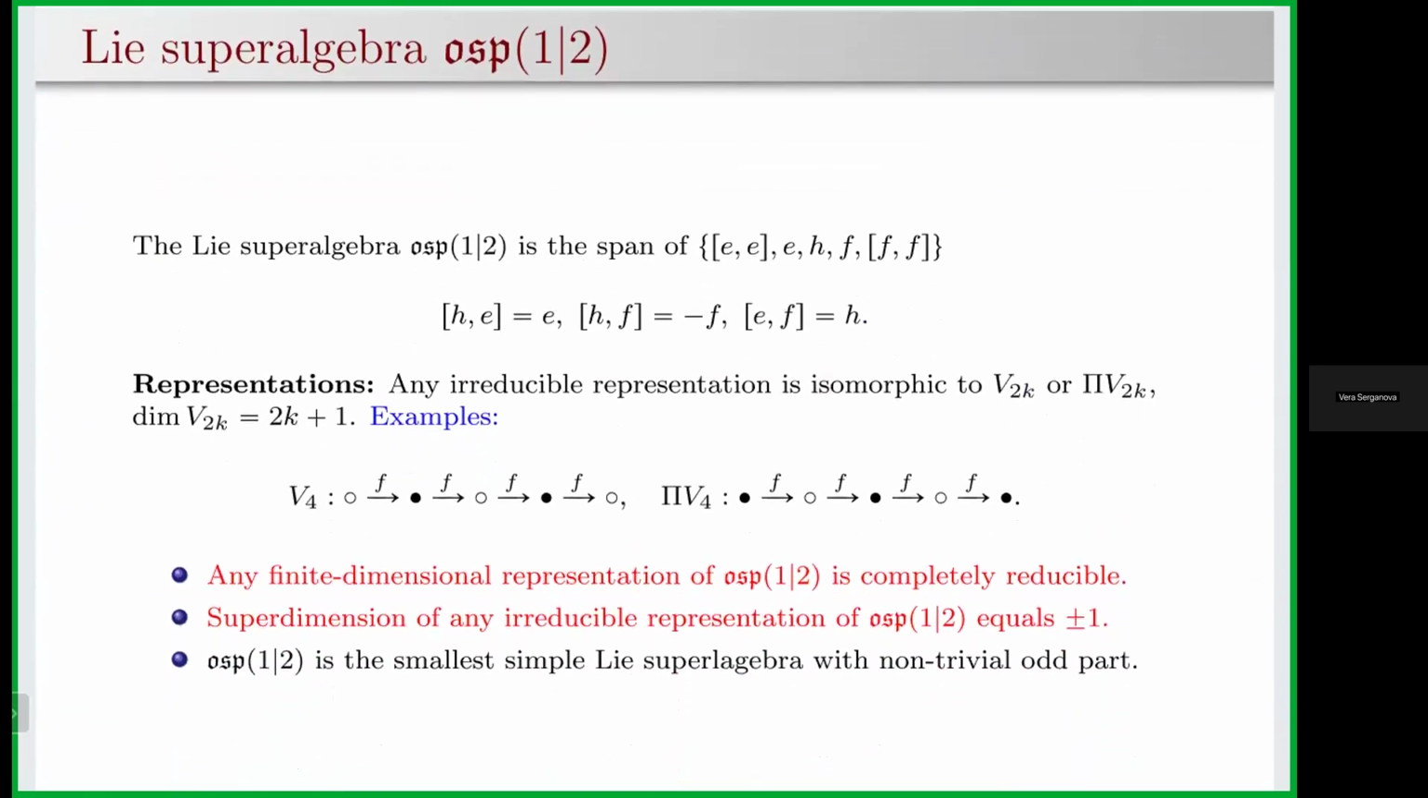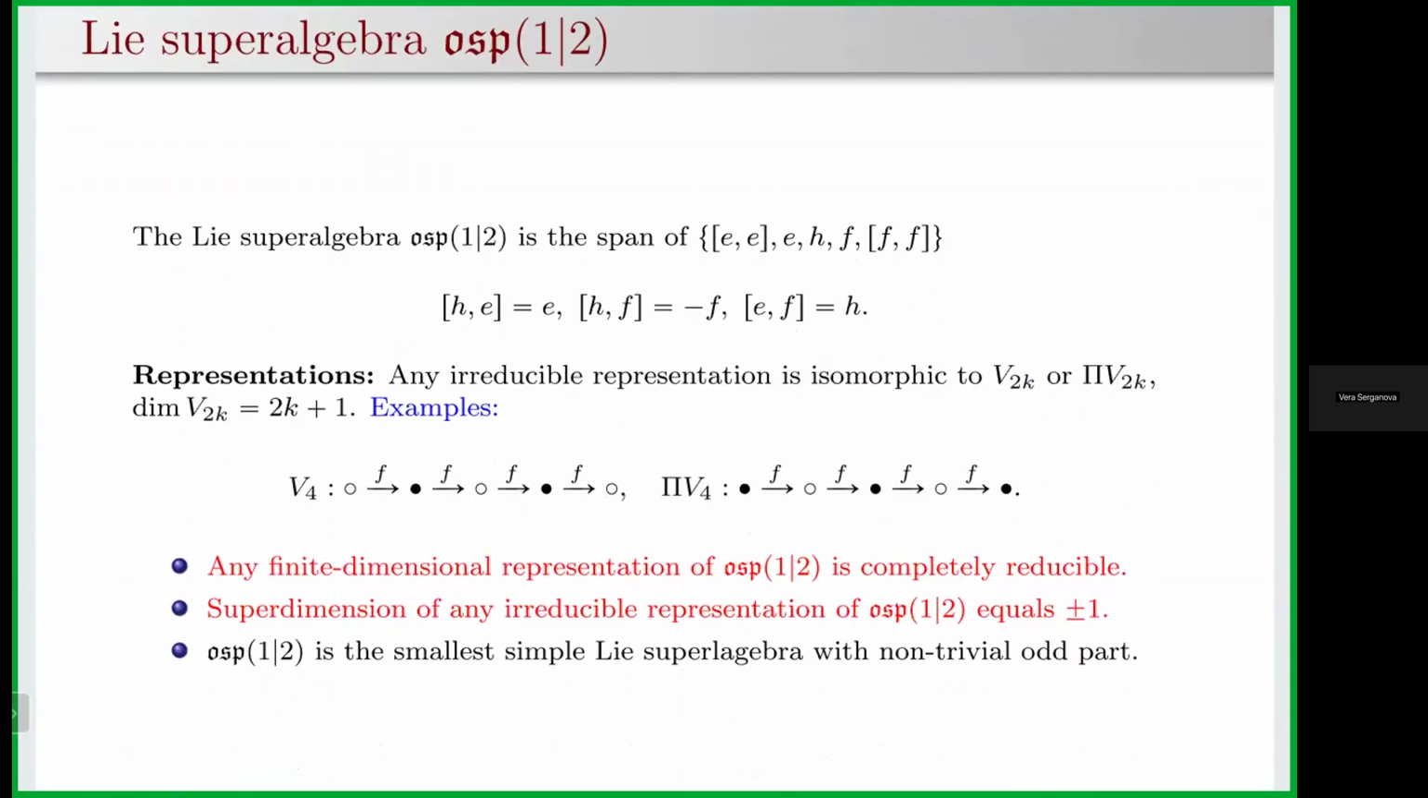So what is this Lie superalgebra OSP(1|2)? This is actually the smallest simple Lie superalgebra with non-trivial odd part. And the category of representations of OSP(1|2) is completely reducible. And you can describe all irreducible modules, and the description is very nice. It's similar to the description of all finite dimensional representations of SL2. It has total dimension 5. So basically what we have is the standard generator. The even part is SL2.